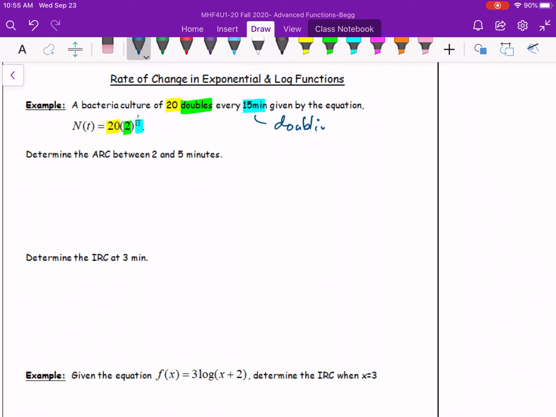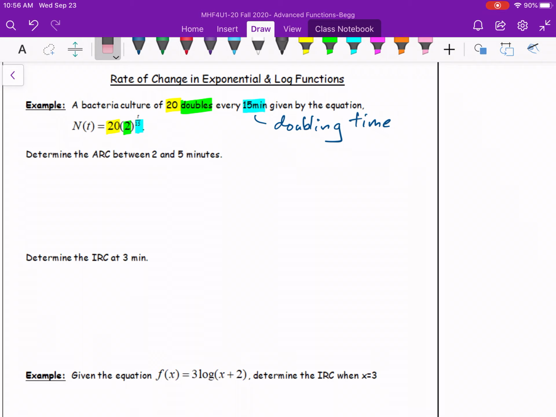So you can see how if you put different times in for t, it'll double a certain number of times. So if after 15 minutes I put 15 in for t, then I'd have 15 over 15 for my exponent, which would give me 2 to the 1. It would double one time. If I put 30 minutes in for t, then 30 divided by 15, and the exponent becomes 2. So I'd have 2 to the exponent 2. It would double twice, and so on. Okay? Doubling time, 15 minutes.